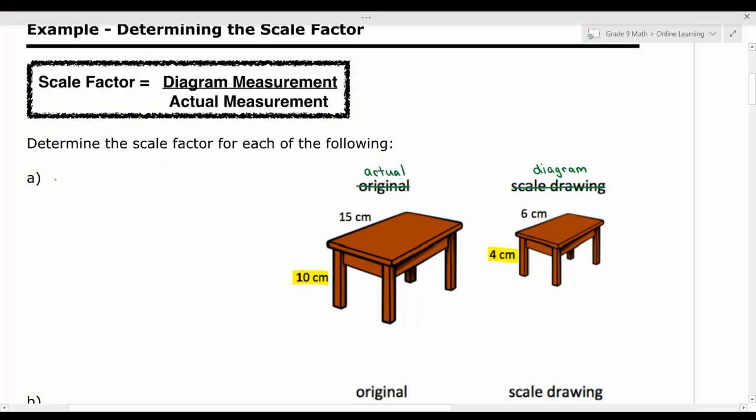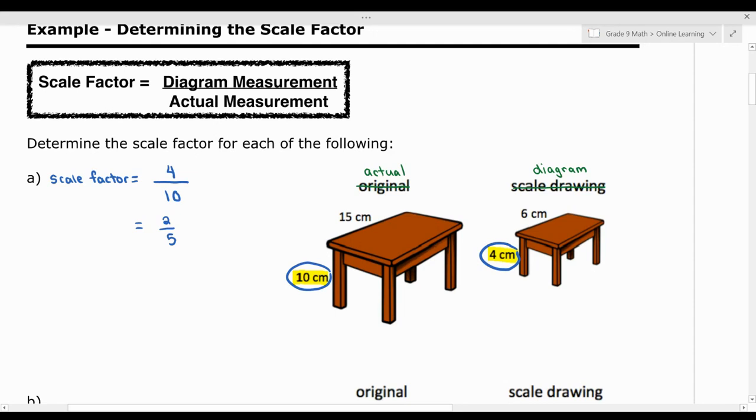I'm just going to write down my formula. Okay, I have it above, so I'll just start to fill stuff in. So diagram measurement, that's the 4 centimeters. So I'll put 4. I'm comparing that to the actual, which is 10. Okay, you don't need to include the units. So the scale factor, we could say it's 4 over 10. Always try and reduce this down. So we can divide top and bottom by 2. So I could actually say it's 2 over 5.